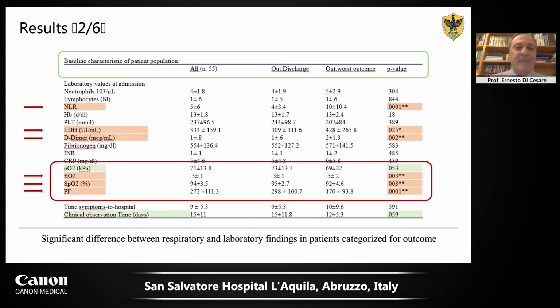Analyzing the respiratory and the laboratory findings, we can observe a great significance between the same two groups, discharge and worst outcome, for the neutrophil lymphocyte ratio, LDH, D-dimer, as you can see, but also if you look at the respiratory data, VO2, SpO2, and PF ratio.